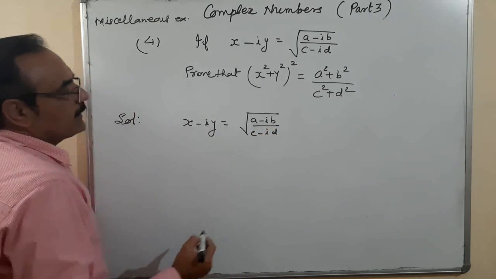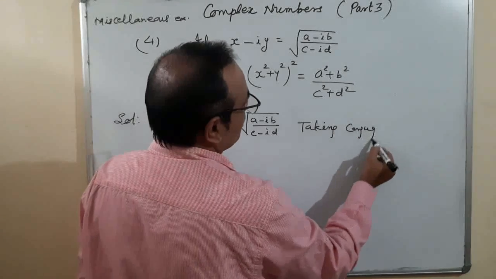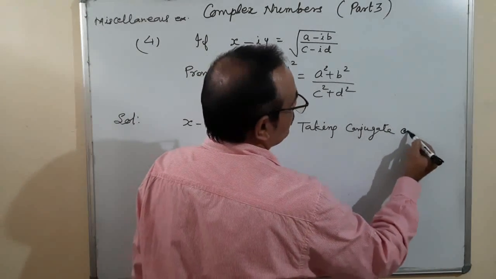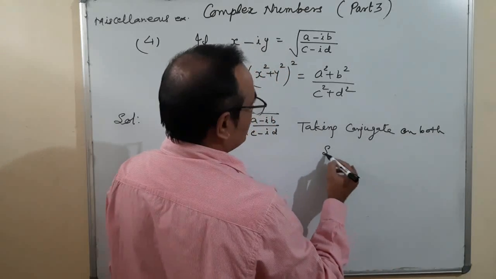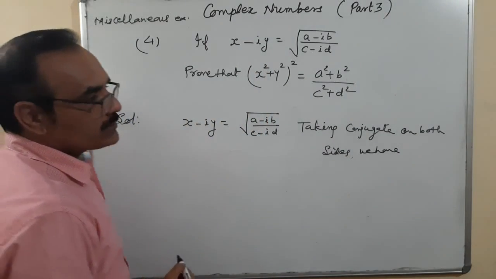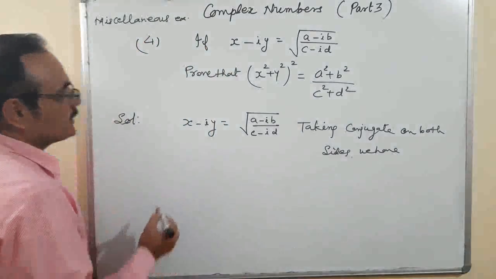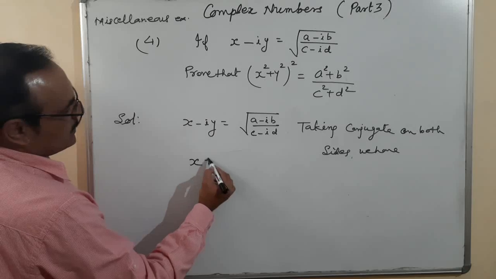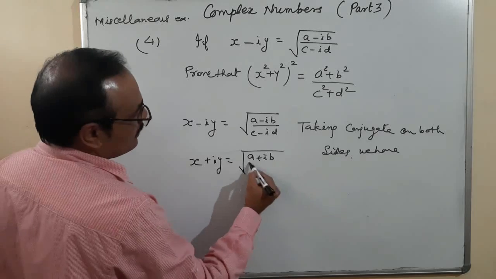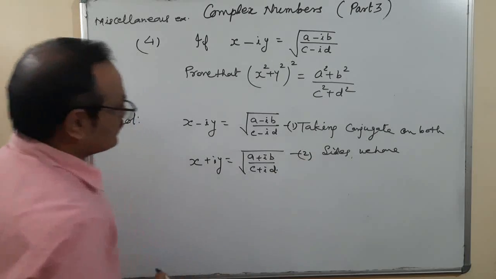Taking conjugate on both sides. In a conjugate, only the imaginary part will be opposite in sign. Real parts remain the same. So I write here x plus iy is equal to under root a plus ib upon c plus id. Suppose this is equation number 1, and this is equation number 2.